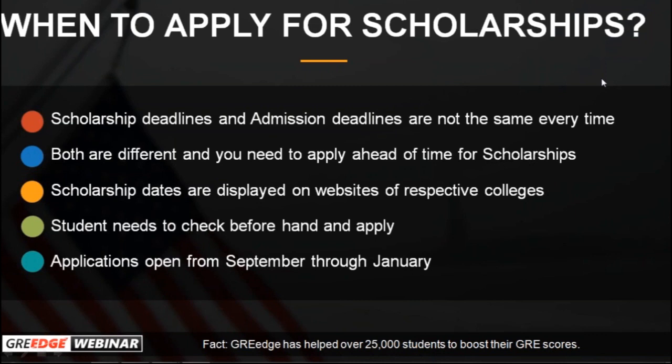If you're looking for scholarships, you need to be very clear of which college you're going to go to abroad. You need to look at the university website and find the scholarship deadline. It is not necessarily the same as the admission deadline. So how to apply for a scholarship is the next question. That's a very, very popular question that I can see.